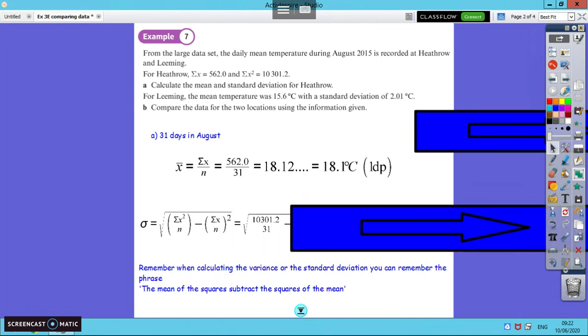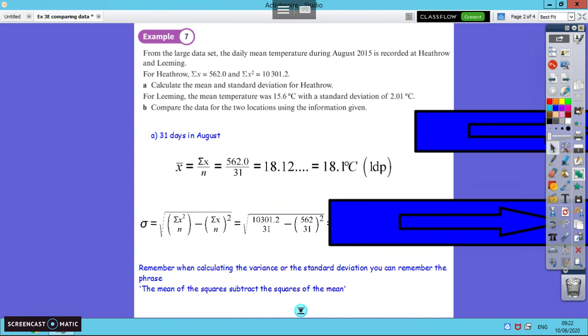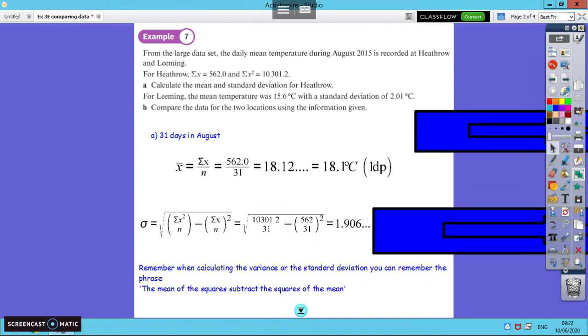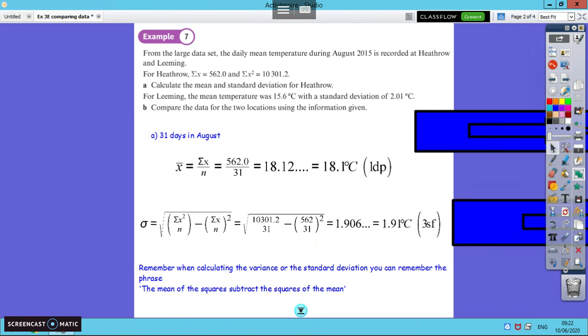And then if we put our numbers into there, so we've got the mean of the squares minus the squares of the mean there, we get this number here, 1.906 and so on, which is 1.91 degrees Celsius to 3 SF, okay? So there we go. For Heathrow, we've got our mean, and we've got our standard deviation. Good bit of revision there for you on how to calculate the mean and the standard deviation, okay?